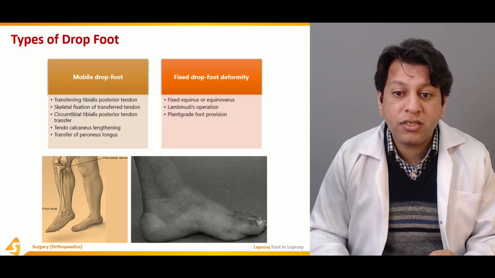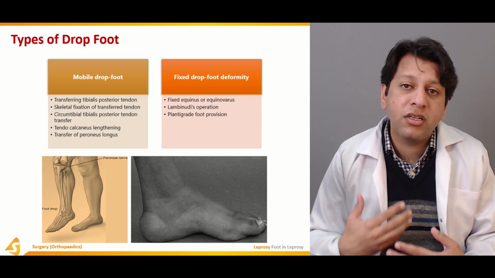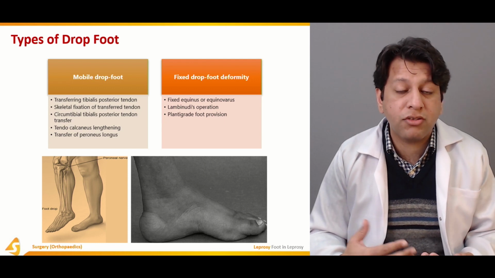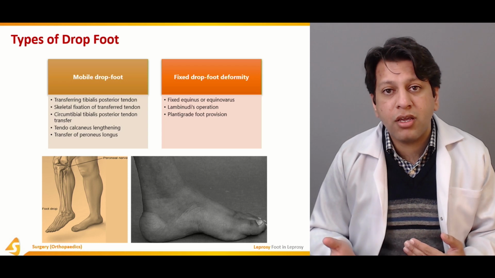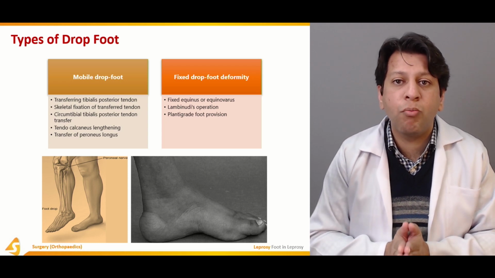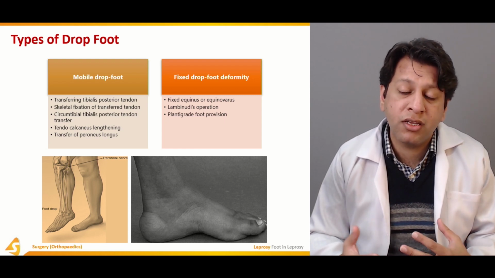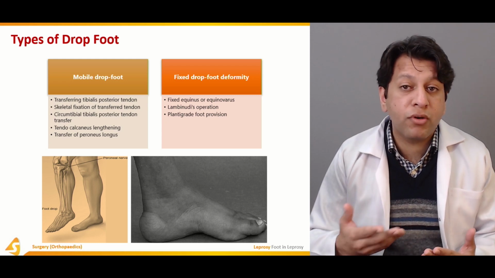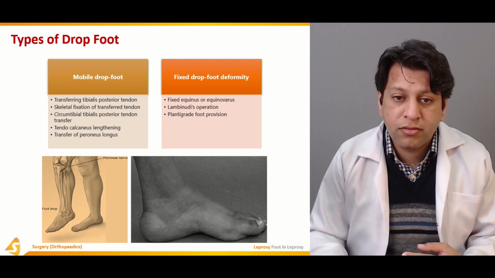There's fixed equinus and equinovarus, and usually the option of choice is the Lambrinudi procedure, a triple procedure called triple arthrodesis, in which there is fusion of the tibiotalar, subtalar, and talocalcaneal joints, so that this results in a stable plantigrade foot. Because it is a rigid deformity, the tendon transfer won't really help. Therefore, we have to go for a bony procedure in the form of Lambrinudi triple arthrodesis.